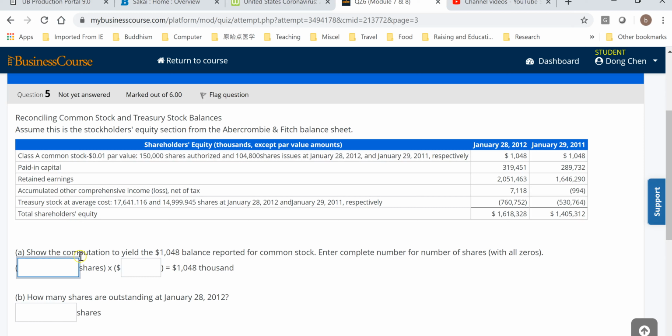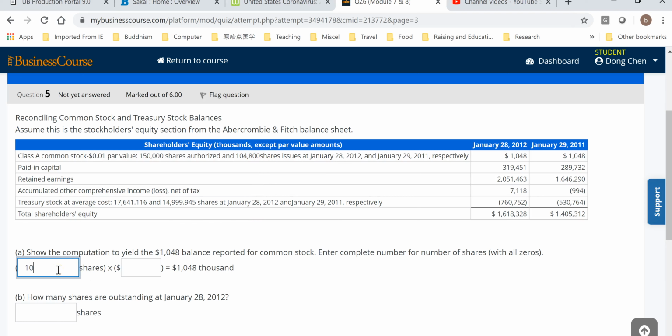So A, show the computation to yield the $1048. Look at this, the unit here, everything is in thousand. So this is also in thousand, right? Balance reported for common stock. Enter complete number for number of shares with all the zeros. So the number of shares, everything here is in terms of the thousand. So that includes the number of shares.